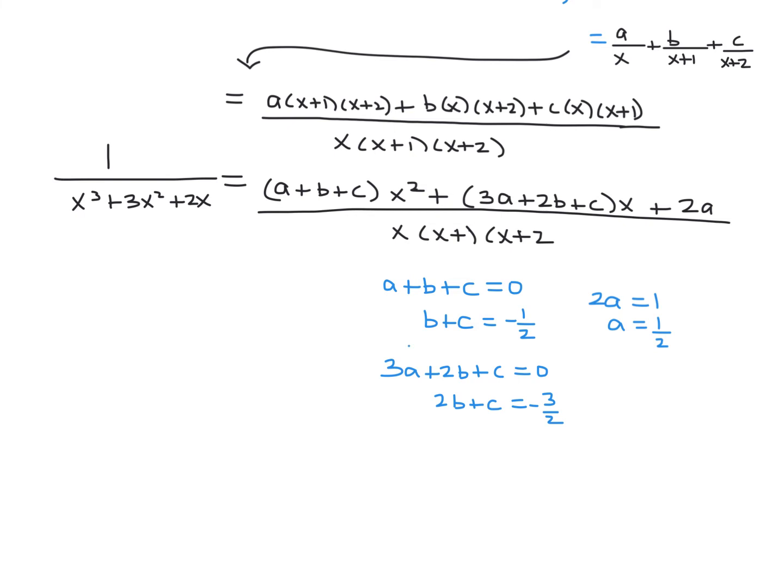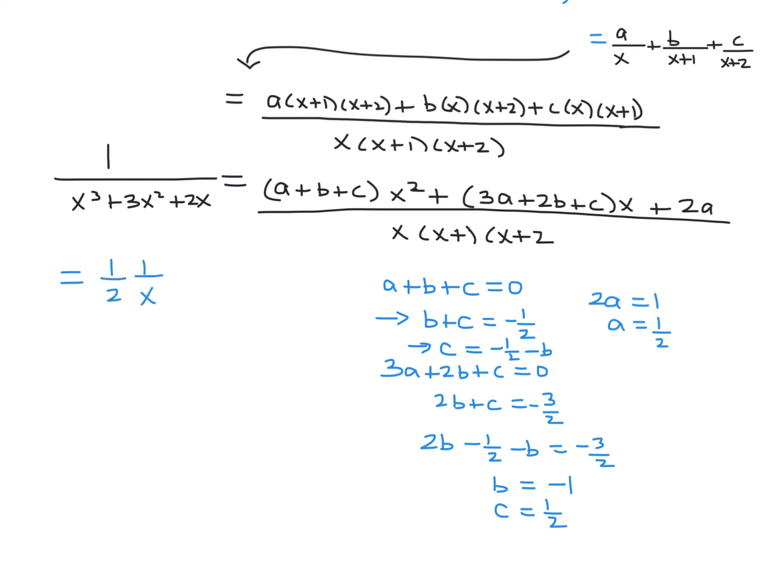Well, from this one we can get that c is equal to negative a half minus b. Substitute that in here and we get 2b minus a half minus b is equal to minus 3 over 2. So that means b is equal to, add a half to both sides, and you get negative 1. And therefore substitute that back into any one of these equations, and you'd get c is equal to a half. So there you go.